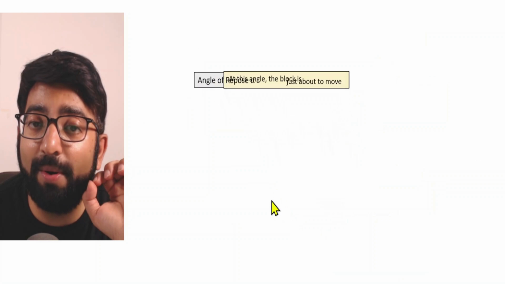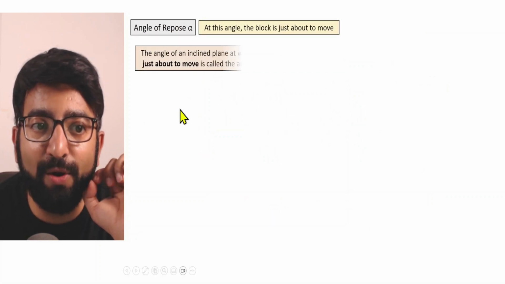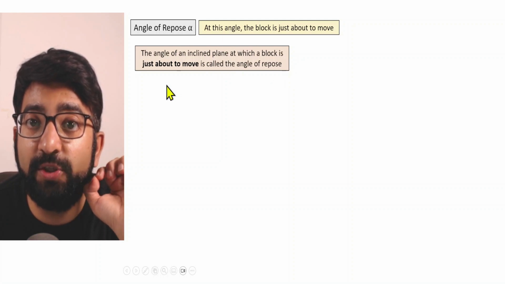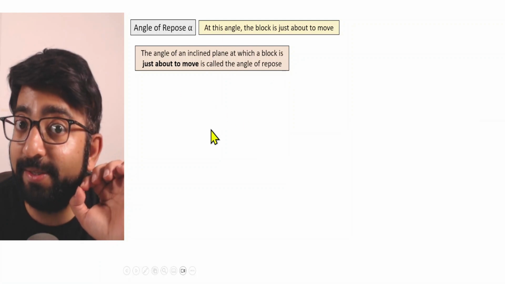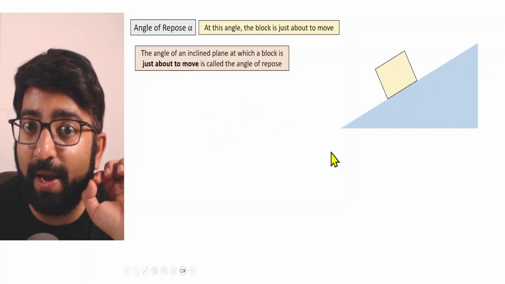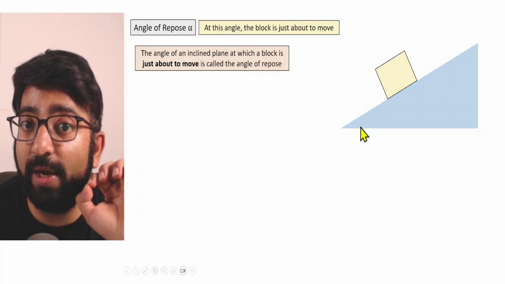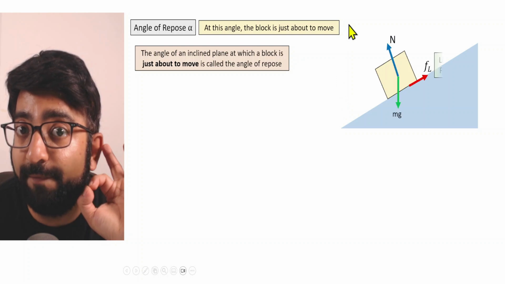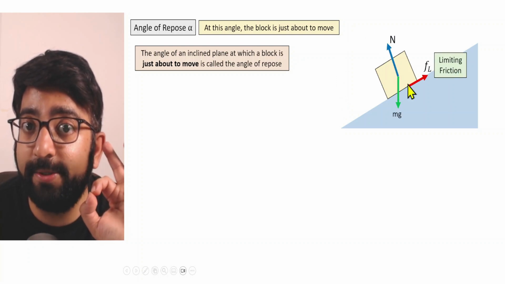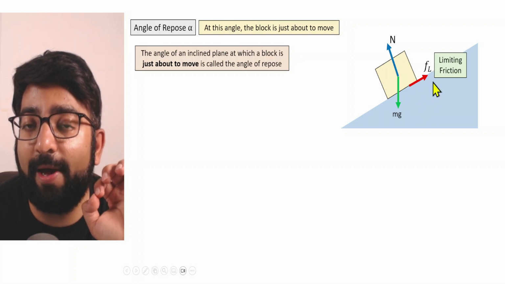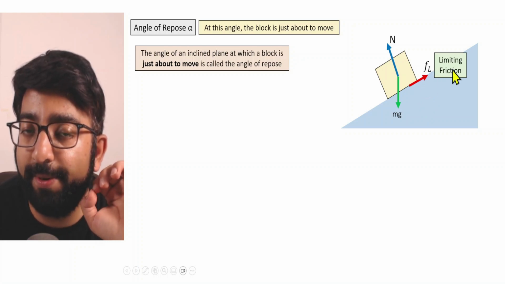So let's discuss what is the angle of repose. Angle of repose is the angle of an inclined plane at which the block is just about to move. And let us try to figure out an expression for this angle of repose alpha. So we have the object kept on an incline and this angle theta is just enough so that the block just starts to move. And we had drawn the free body diagram, mg, normal reaction. But in this critical case, the friction will be the maximum value of static friction, which is called limiting friction.